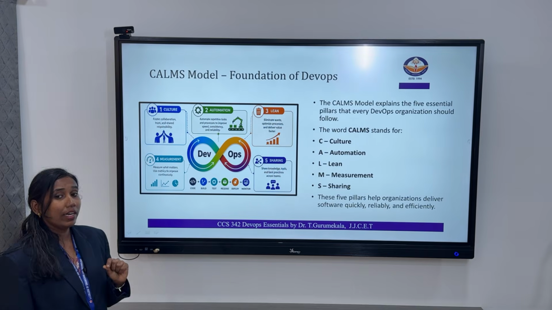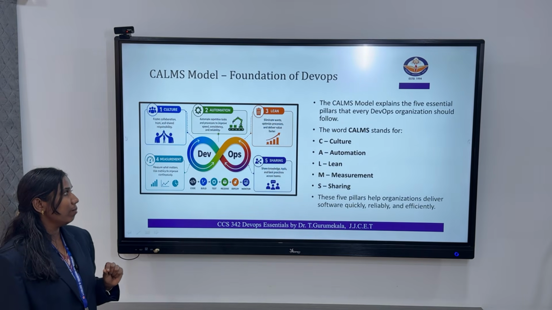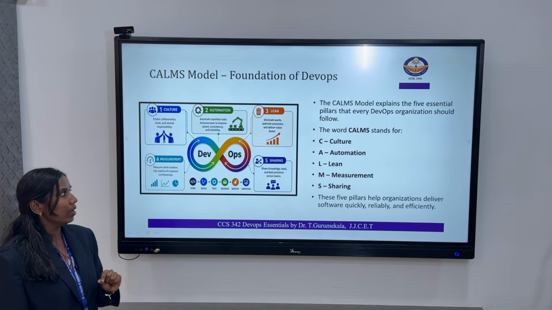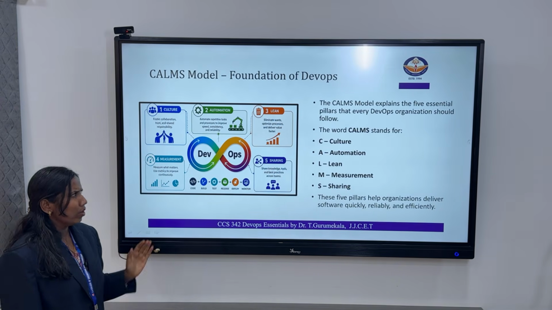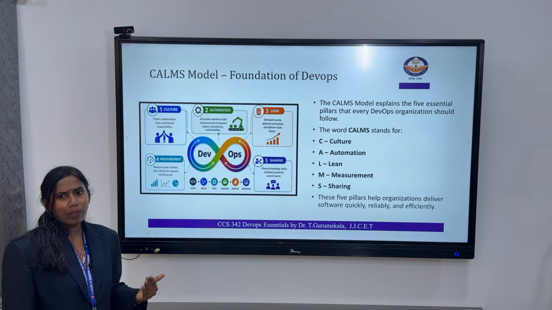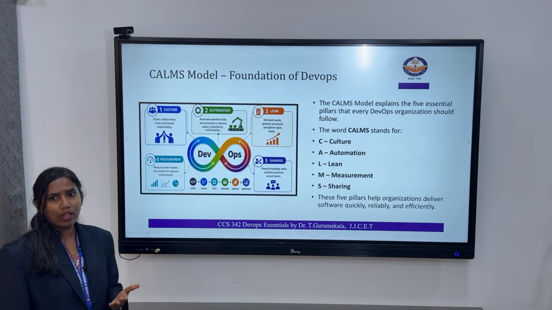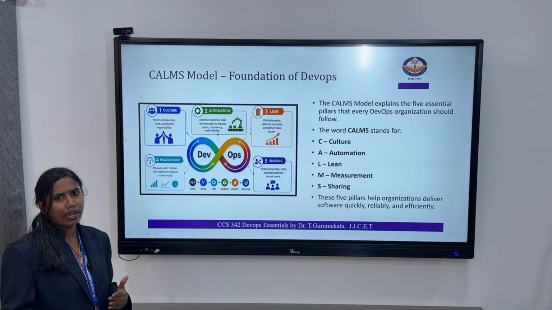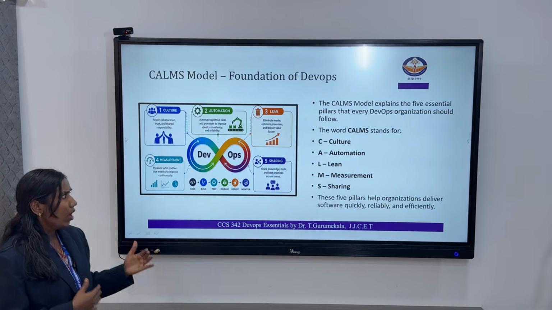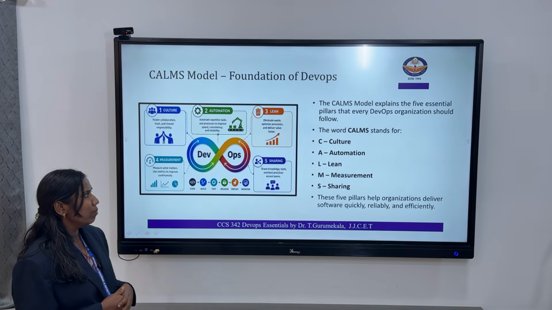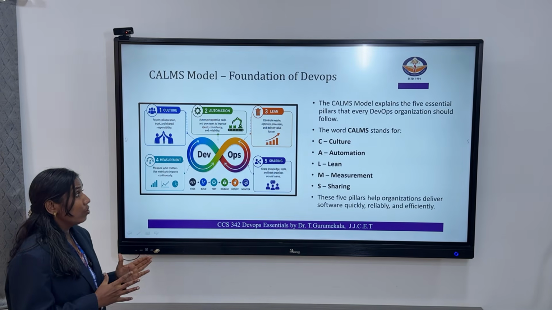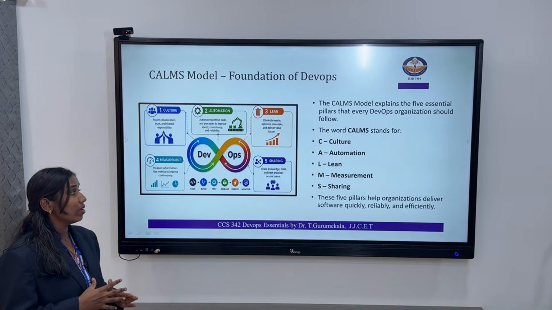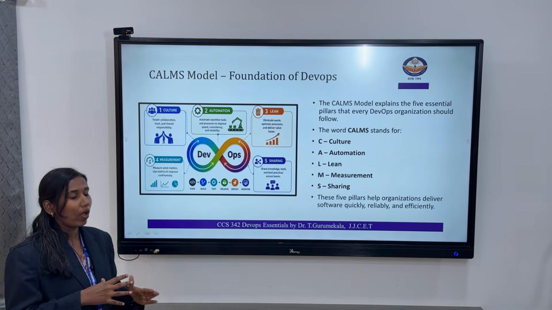Automation means, as we already discussed, every repetitive work must be automated so that it reduces the human effort. And lean means eliminating unnecessary processes. When it comes to an update, every team member will sit together and discuss. If there is any unnecessary process in the planning, they will try to eliminate it at the start itself. This is called lean. And measurement, in other words, we can call monitoring. The performance of the software must be monitored in all aspects.